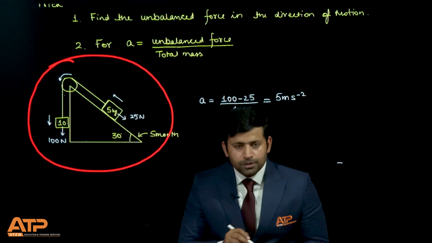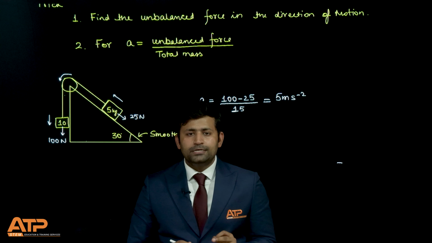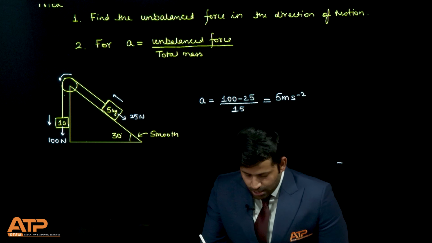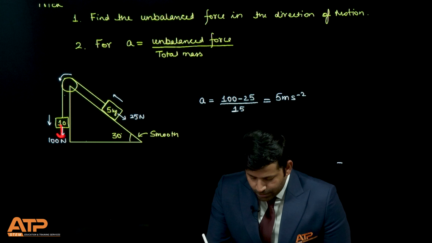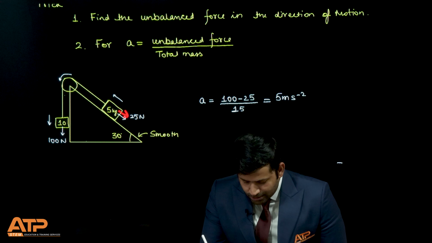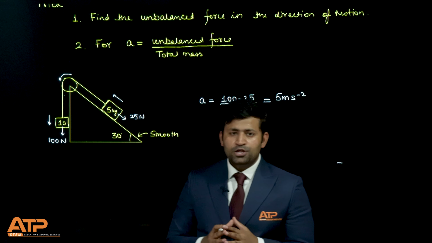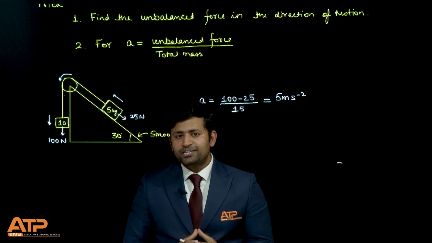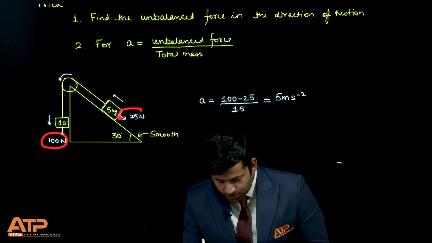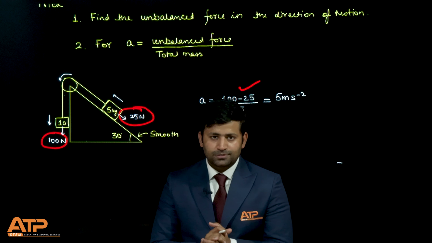In the same problem, first try to visualize in which direction the system is trying to move. Can you see this 100 Newton is trying to take the system in this direction where 25 Newton is trying to take it away? So what is the total unbalanced force? Yes, it will be 100 minus 25, which is 75 Newtons.